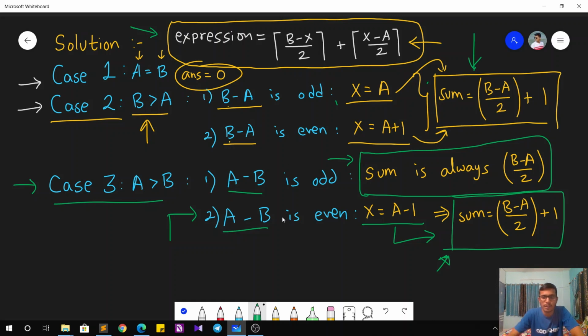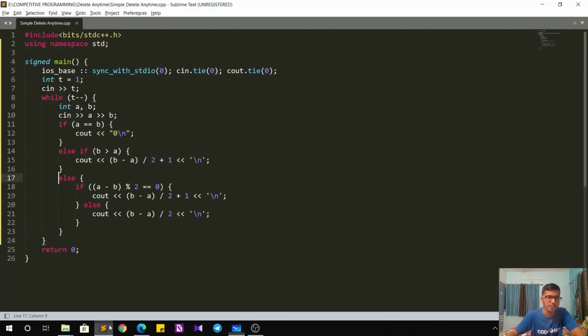So pretty much the question is based on casework and maths. You have to do some solving and try some examples, and you will come to the same conclusion that there is some fixed set of answers which depends only on the input values. So casework is involved. The code is also going to look very easy.